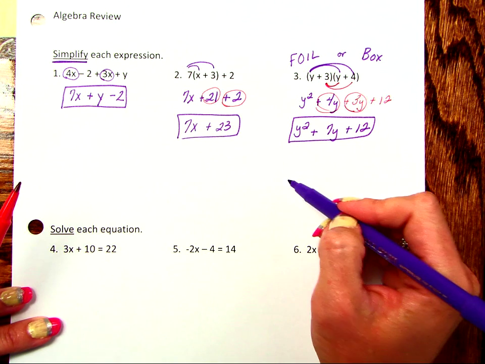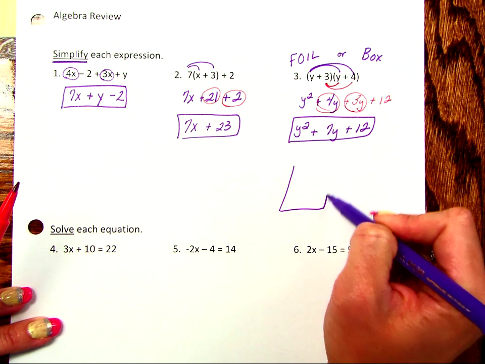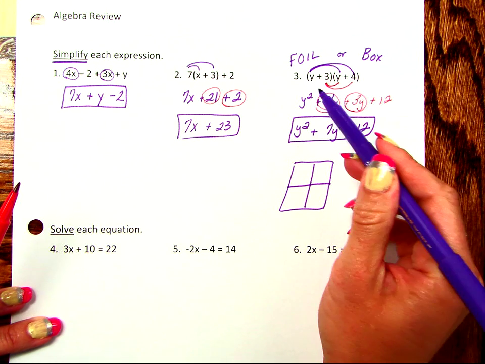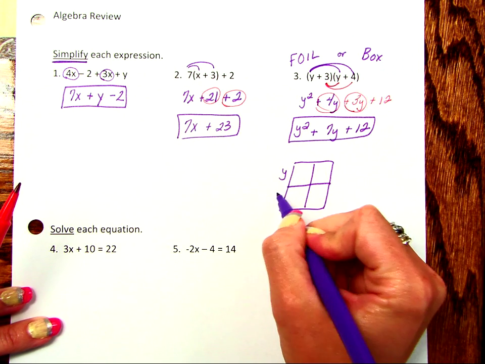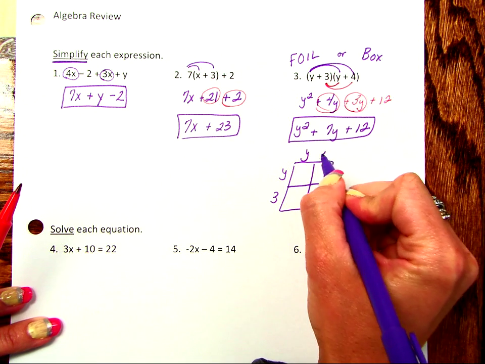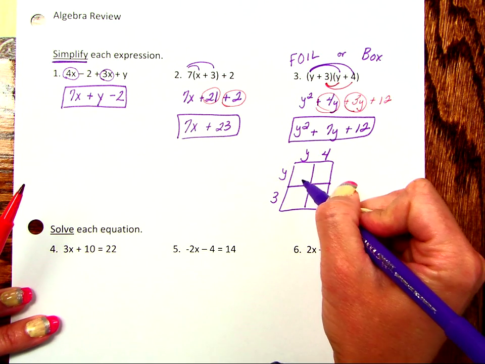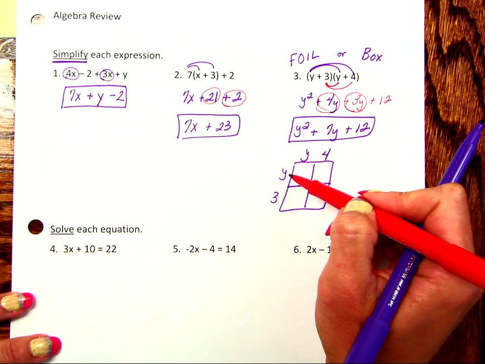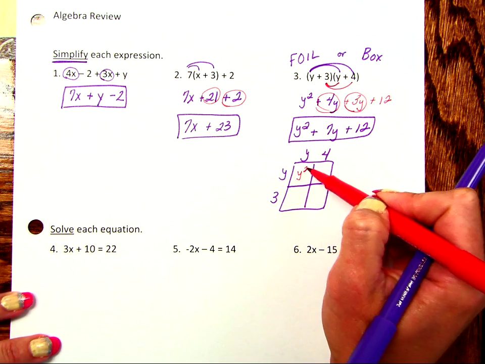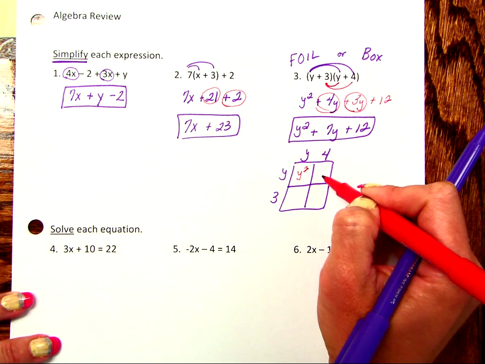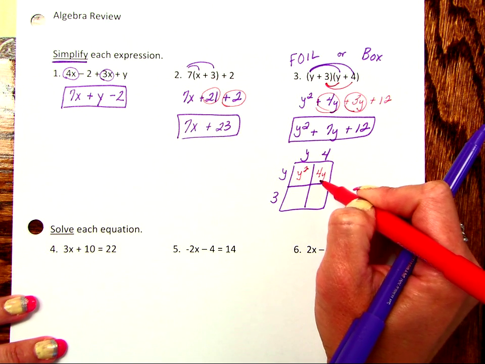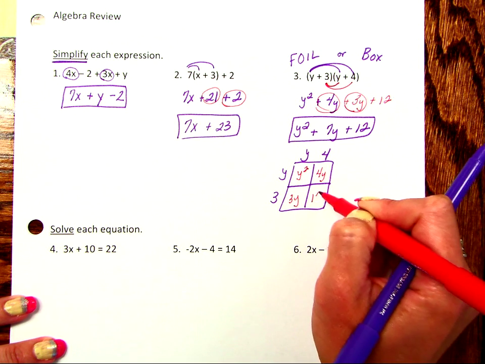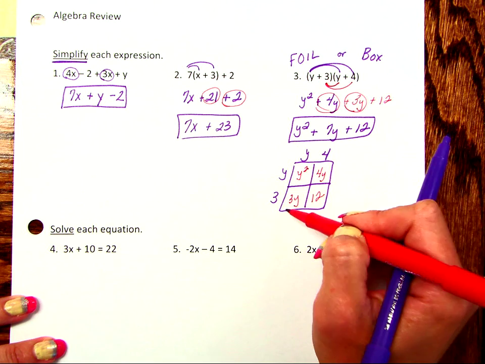Now, just to refresh your memory, if your algebra teacher taught you to use the box method, it looks like so, where you take your terms, y plus 3, I'm going to put that in vertical, and y plus 4, as so. And the boxes, the intersection, is what you get when you multiply the terms together. So y and y is going to give me y squared. And a y and a 4 is going to give me 4y. A 3 and a y, and a 3 and a 4. And then you want to just see if you have like terms.